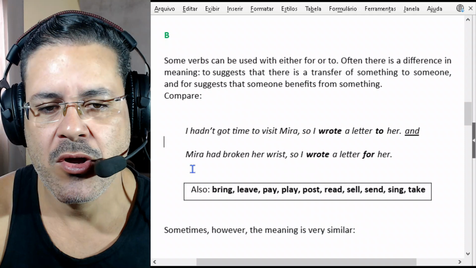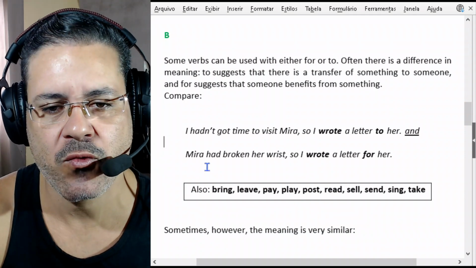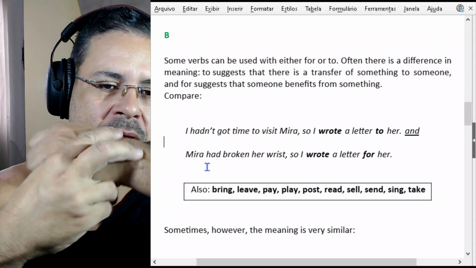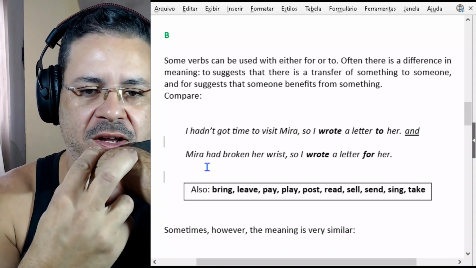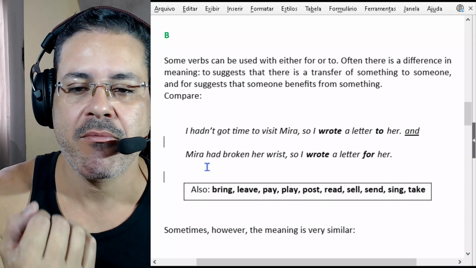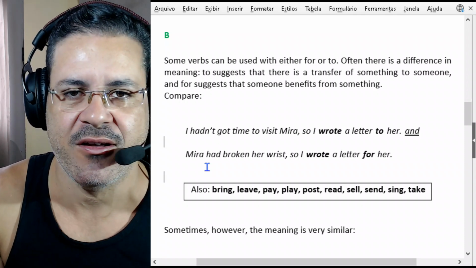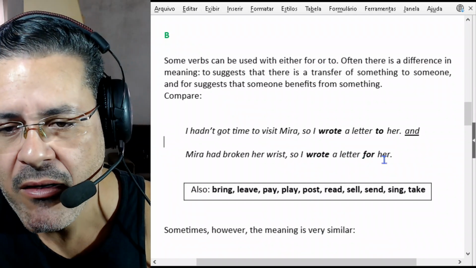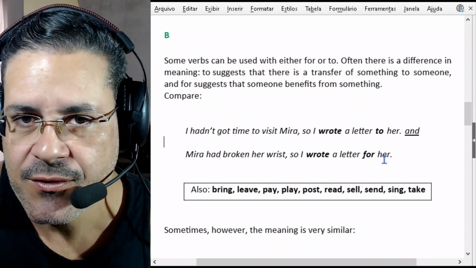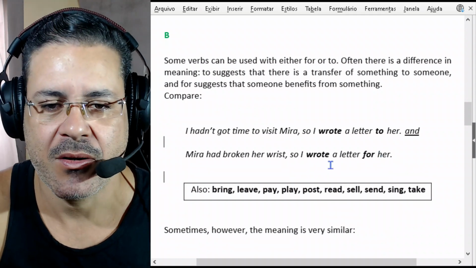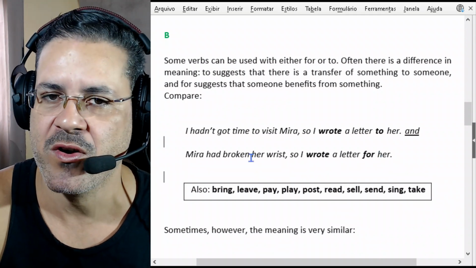Another example: Mira had broken her wrist. So I wrote a letter for her. So I did her a favor. There's no transfer here. I've just done her a favor because she'd broken her wrist.